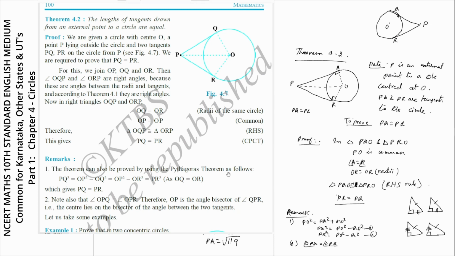Okay, and PO is the angular bisector of angle QPR.